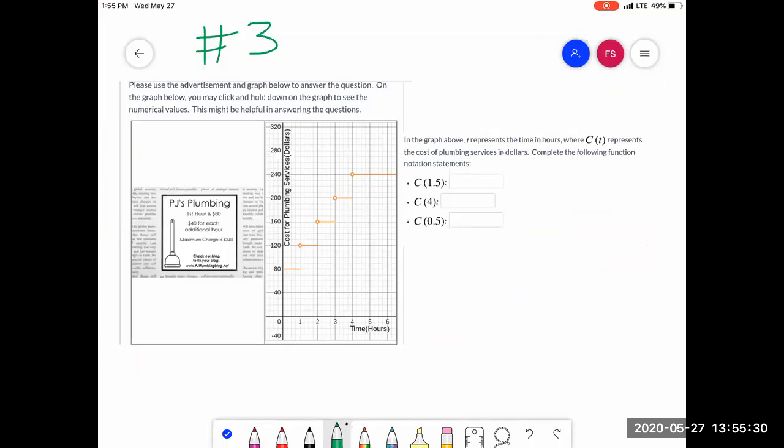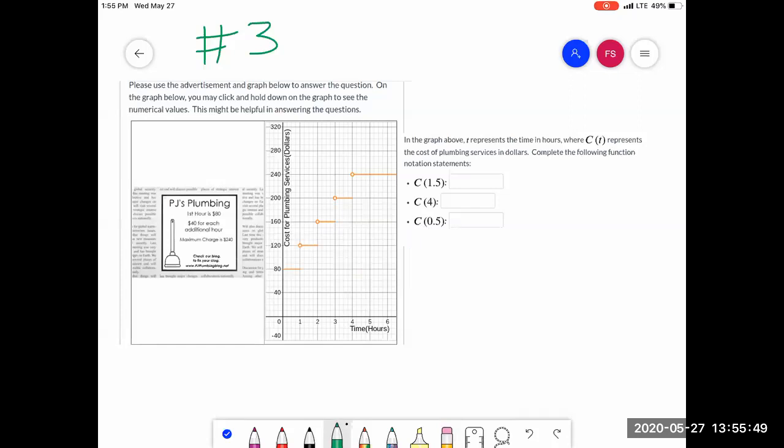So if I was doing this on Canvas, I would be able to click anywhere on the graph, like right there, and it would give me the coordinates of that point. So that would be at like 1.5, 120. Unfortunately, because this is a screenshot, I can't do that here, but that's okay. We can still answer these questions.